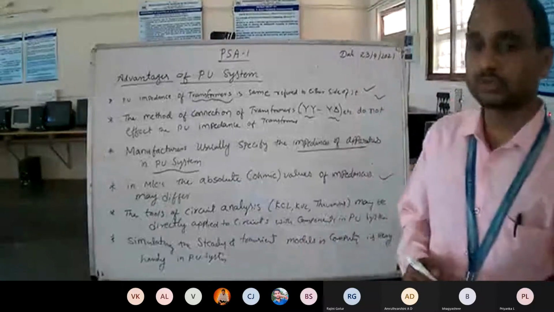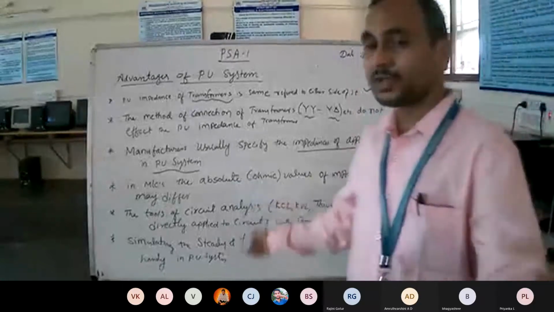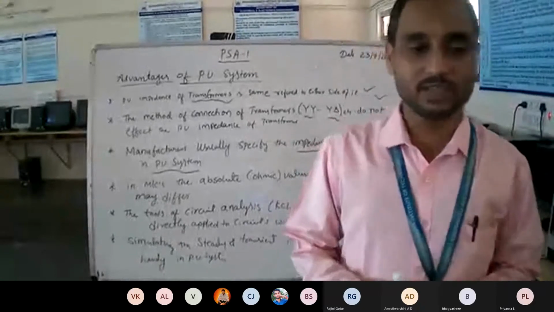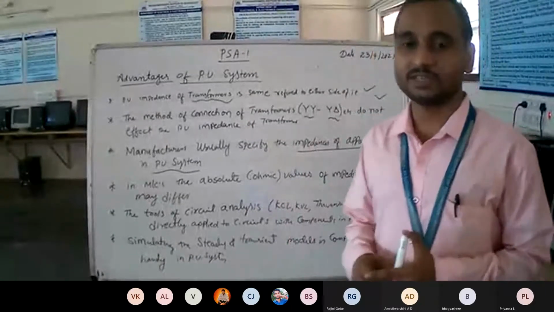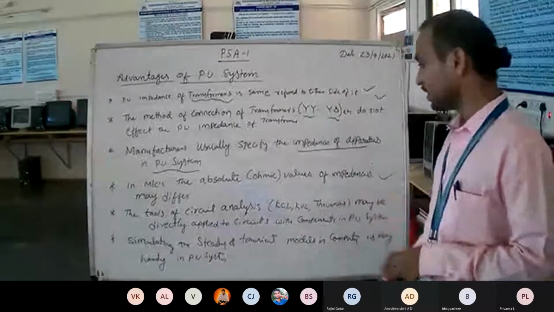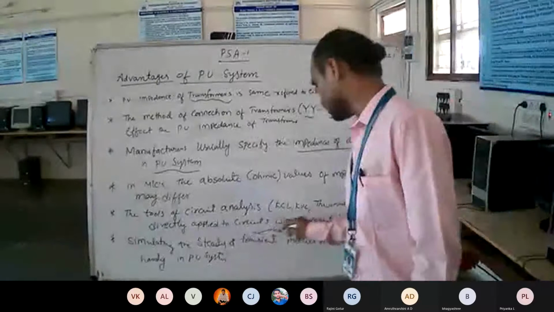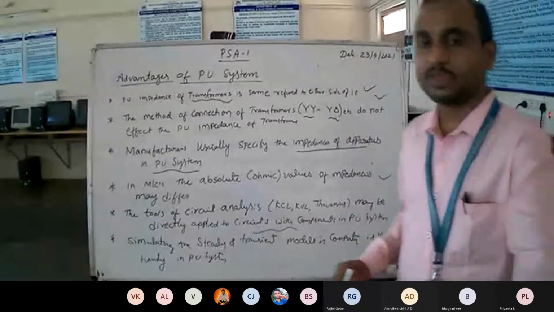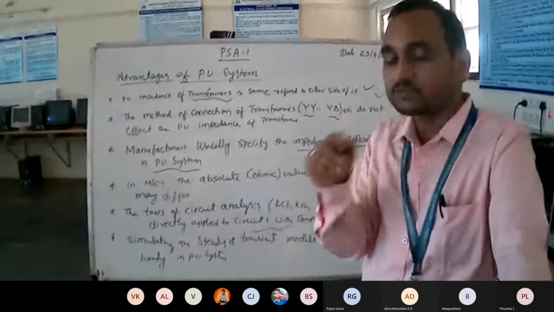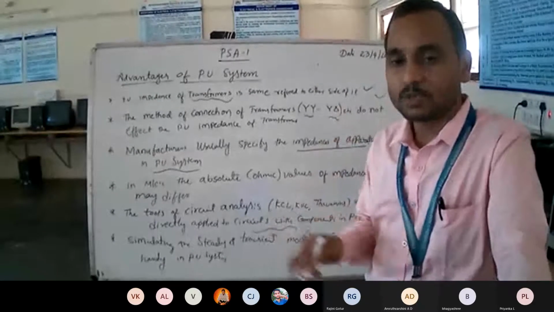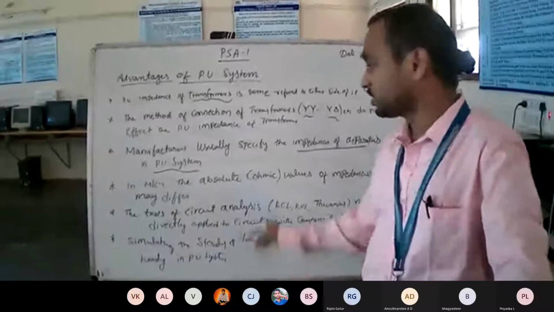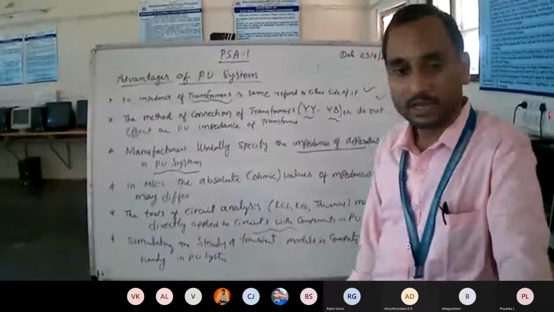And in circuit analysis, while using tools like Kirchhoff's laws, KVL and KCL, Thevenin's theorem and all those things, we can directly take the circuit components in terms of the per unit system rather than the ohmic value. So this is easier in the per unit system when doing circuit analysis.